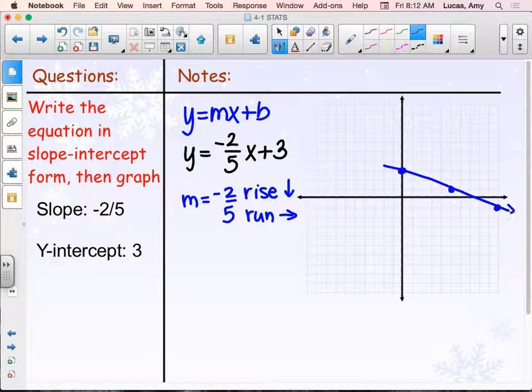If you run out of room going over to the right, you could always reverse your slope to find a point back to the left that would still be on your line.